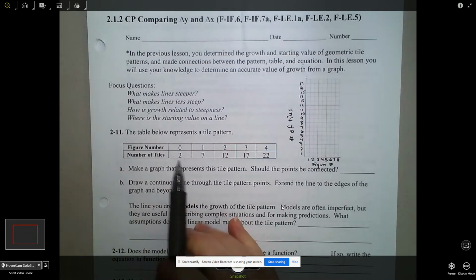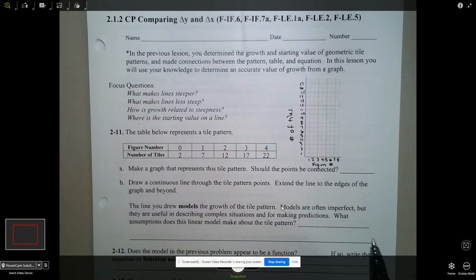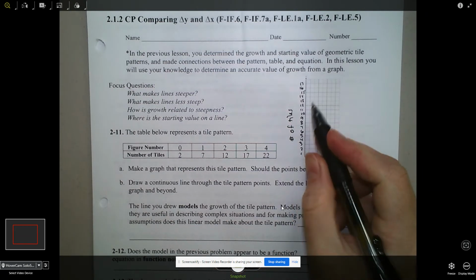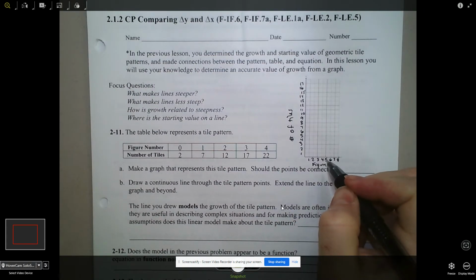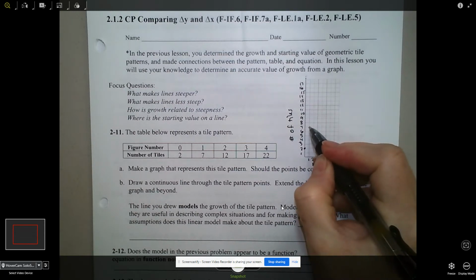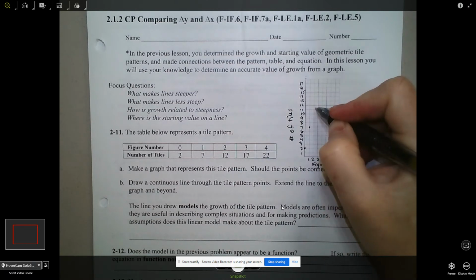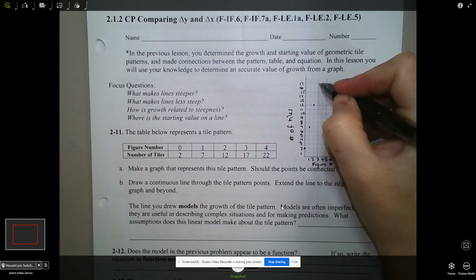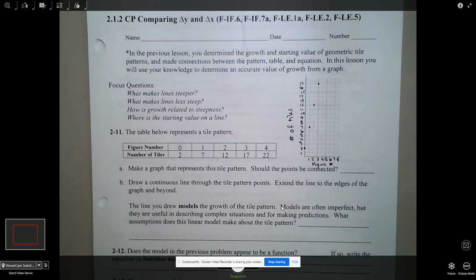So we have a table for a figure that we can't see. So figure number 0 has 2 tiles. Now I did already label my axes, not only with words, but also with numbers. So 0, 2, 1, 7, 2, 12, 3, 17, and then the last one would go off the table, but that's okay. Now, this would be a discrete pattern. You would not typically connect the dots because there is no figure 1.5.